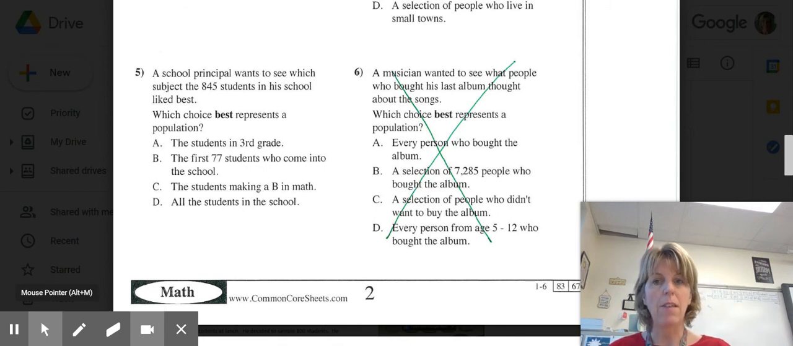Students making a B in math, if you ask what's your favorite subject, and students are doing well in math, then they might pick math. Of course they'll pick math, right? Everybody loves math, at least math with me. Anyways, the correct answer would be the first 77 students who come into school, they'll give him that random sample that he's looking for.